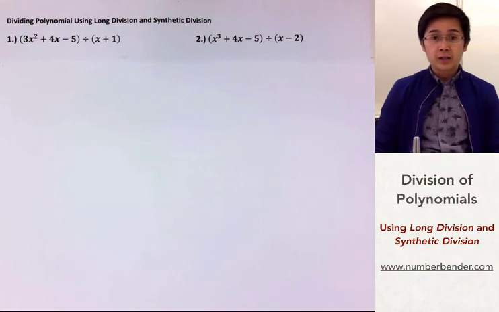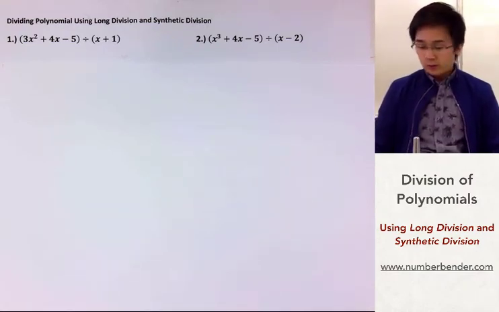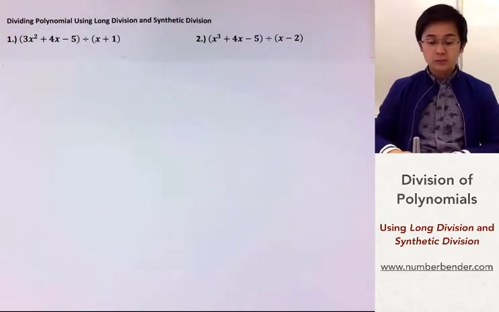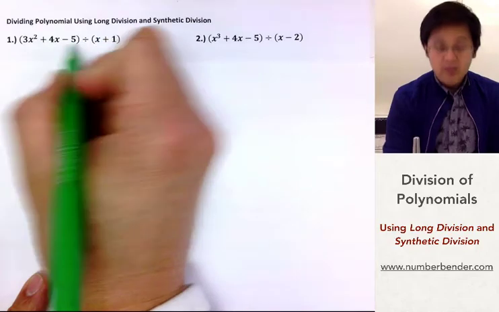Today we're going to be dividing polynomials using long division and synthetic division. So let's go ahead and answer the first problem using long division. So I have 3x squared plus 4x minus 5.